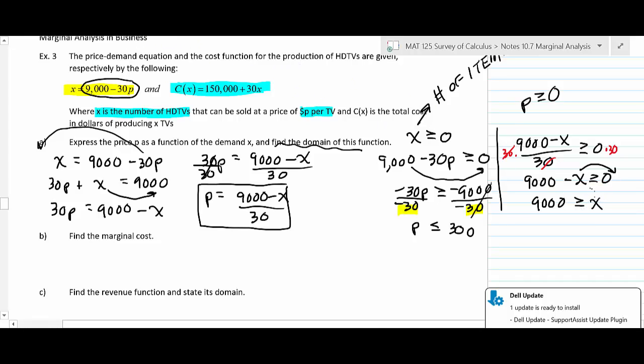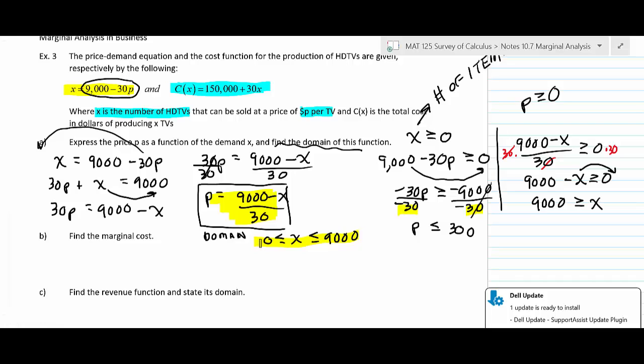And this is kind of the key, what you're going to say your domain is. I'm going to write this just kind of underneath this. Your domain is going to be this: x has to be bigger than 0, and it has to be less than or equal to 9,000. X represents the number of HD TVs you're selling. So that's your price function, but that's your domain. When we look at this, we're only going to look at production from 0 televisions to 9,000 televisions.